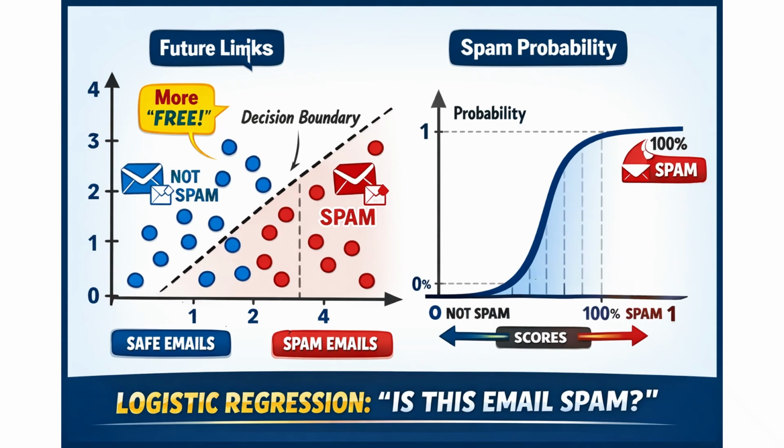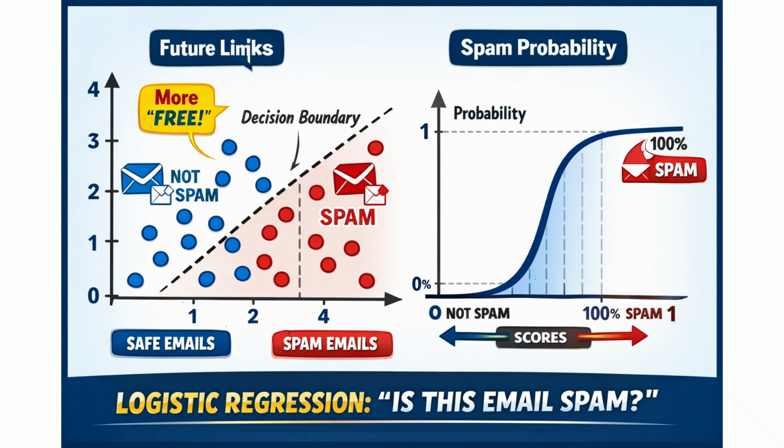Imagine your email inbox as a battlefield between safe messages and spam. Each email is represented as a point on this chart. On the horizontal axis, we might have something like the number of suspicious keywords, like free. On the vertical axis, maybe the number of links inside the email. Now, blue points are normal emails and red points are spam.